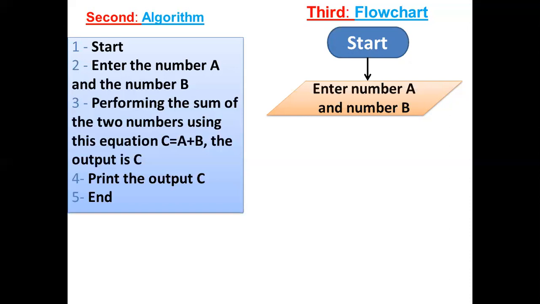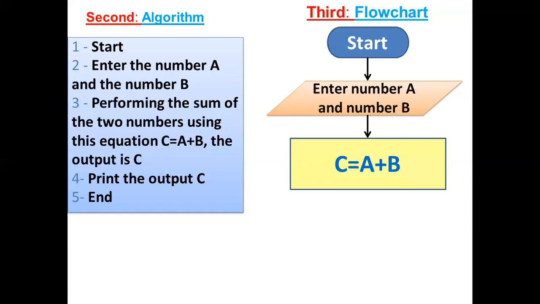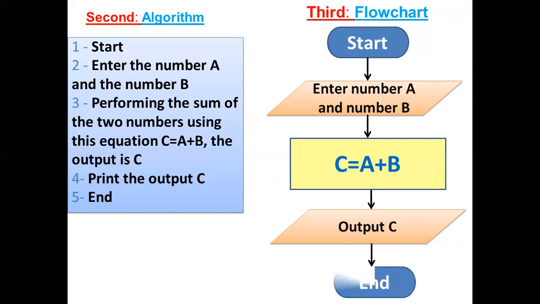So what will happen later? The processing, the solution, in a specific shape, the rectangle. C equals A plus B. This is the solution to get my output. Then find my output, which is called C. The output is C. Great. Now I have finished my flowchart because I found the output. I achieved my goal now. Thus, we have finished. So easy to draw a flowchart.